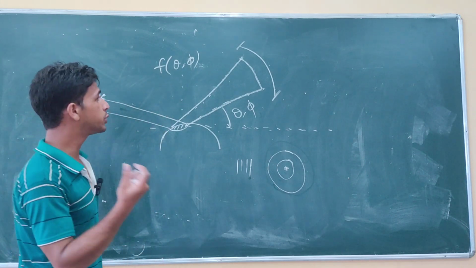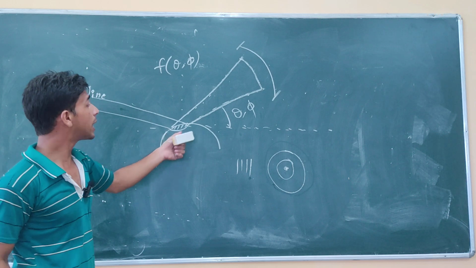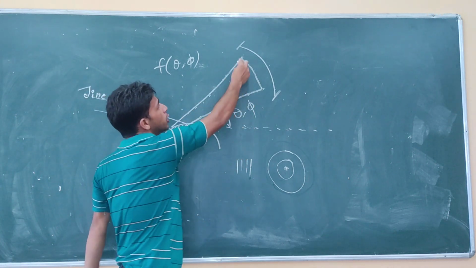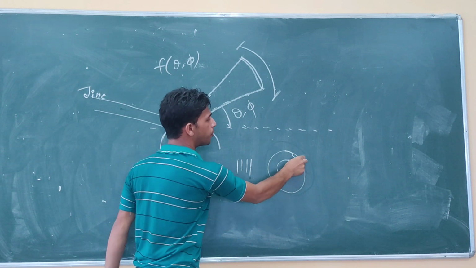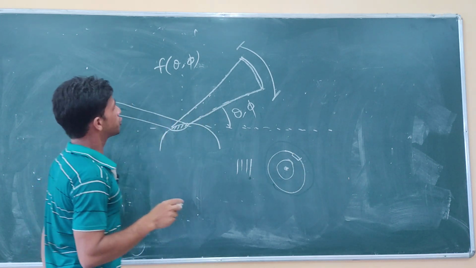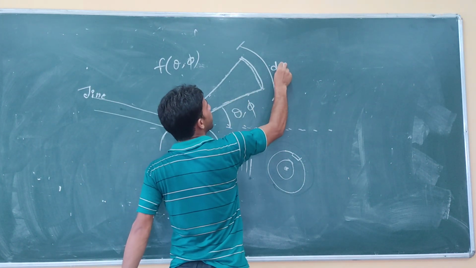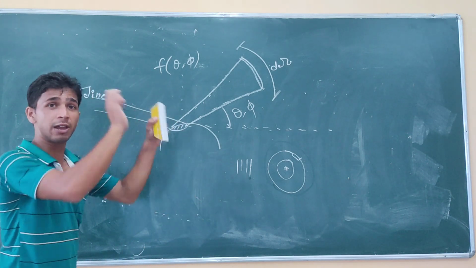For that, we have to choose at first a small area. From a small area, what happens? There will be a scattered beam through some solid angle. If you cut a small portion of a sphere, it makes a solid angle. It's clear for everyone. So let's denote this solid angle by d omega. And what is the area? The area means the surface.